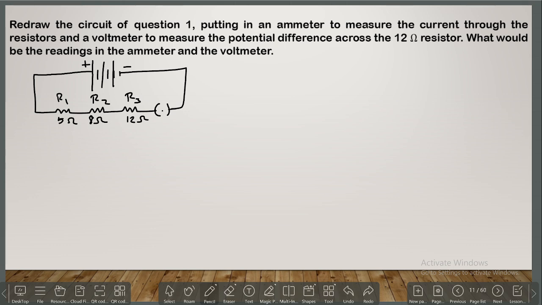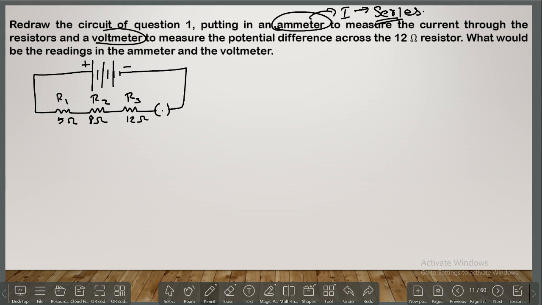Now, in the question they are saying, putting an ammeter. We all know for what purpose we are using the ammeter, in order to measure the current. And these two need to be connected only in the form of a series. And a voltmeter.